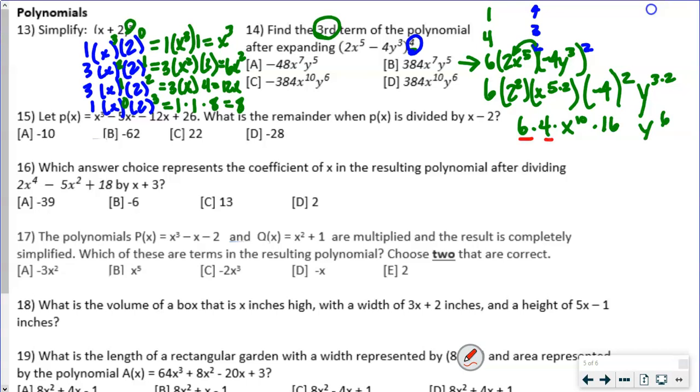So now we're going to multiply all these coefficients. 6 times 4, that's 24. 24 times 16 is 384. So we get 384 x to the 10th, y to the 6th.